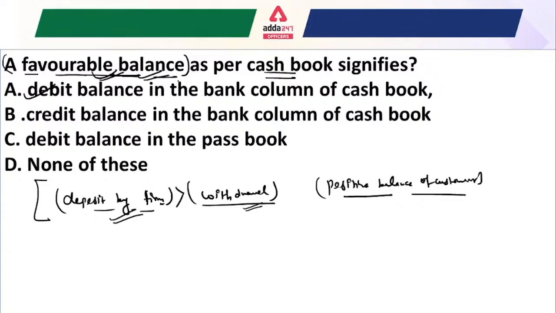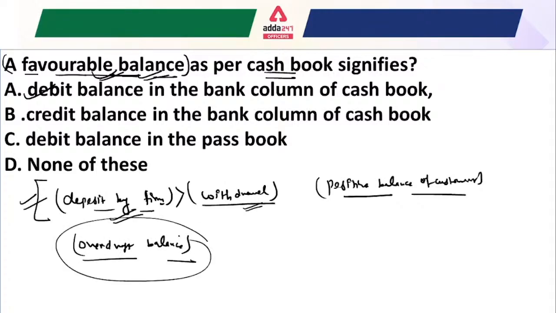Okay, so this is how we understand a favorable balance. And if I say overdraft balance, an overdraft balance is actually the loan taken by the company in the form of an overdraft. That's why this figure is always represented with a negative. Okay.